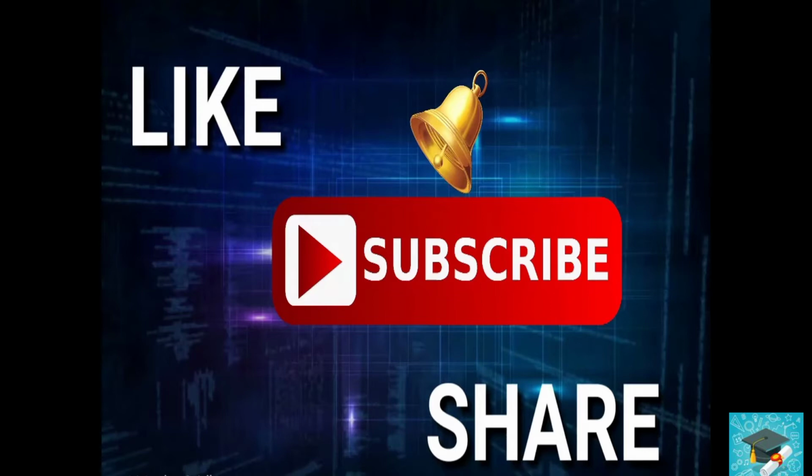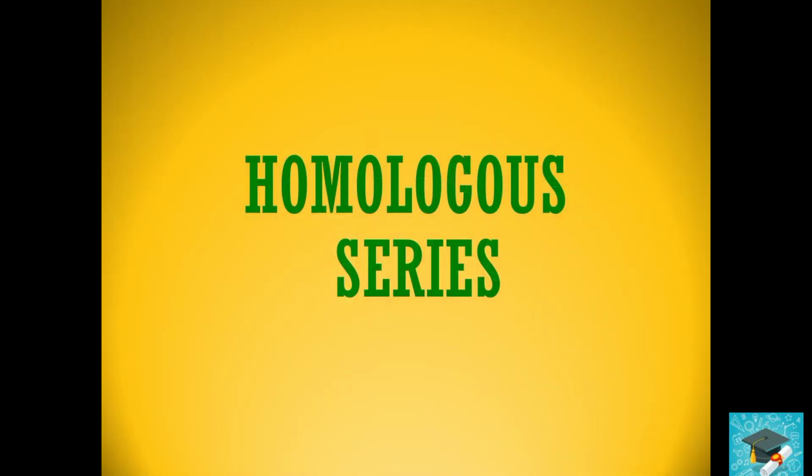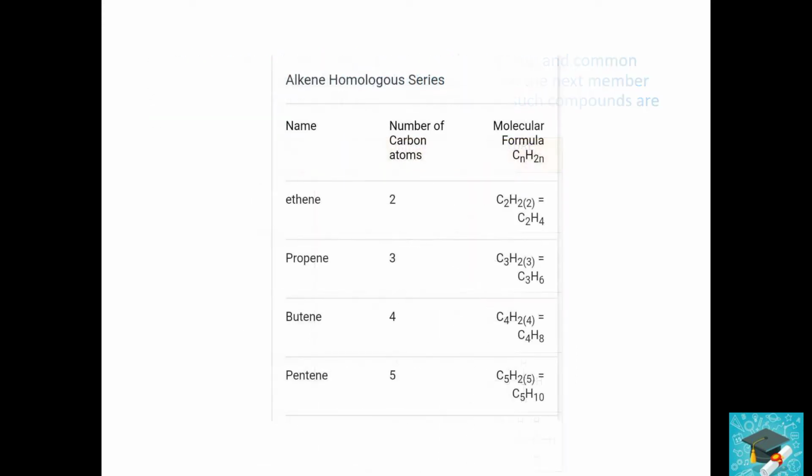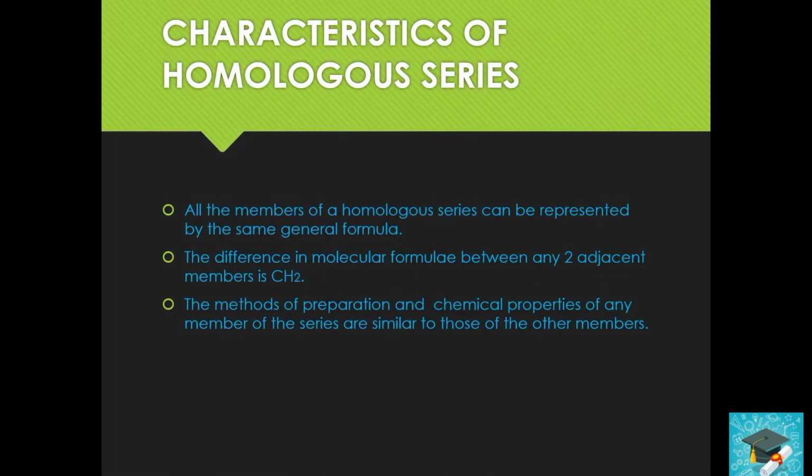So let's start. First, we have a look at homologous series. What is homologous series? Organic compounds having the same functional group and common properties but differing in molecular formulae from the next member by one CH2 group form a homologous series. Here we can see the different members of the series. All the members of homologous series can be represented by the same general formula, and the difference between any two adjacent members is CH2.